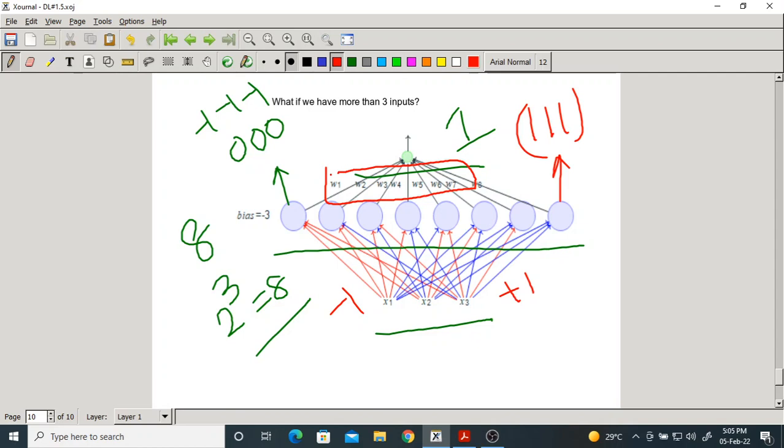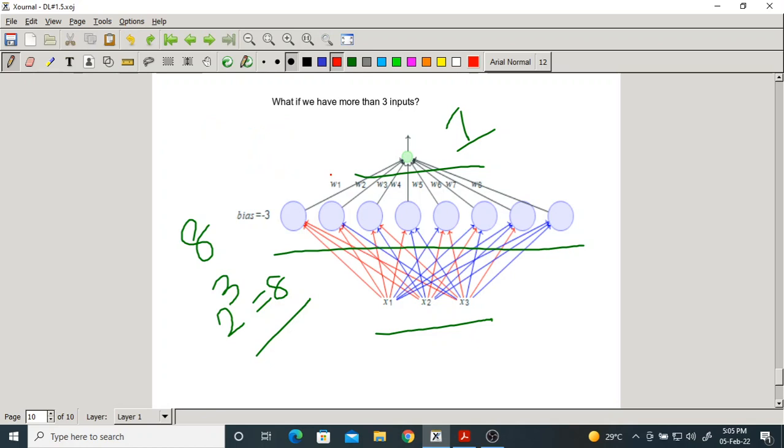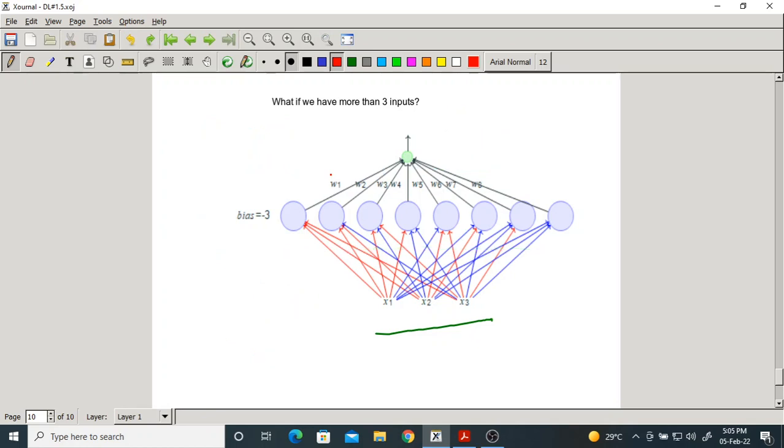So this is for the 3 inputs. With this you can implement 2 power 8 Boolean functions irrespective of whether they are linearly separable or not.